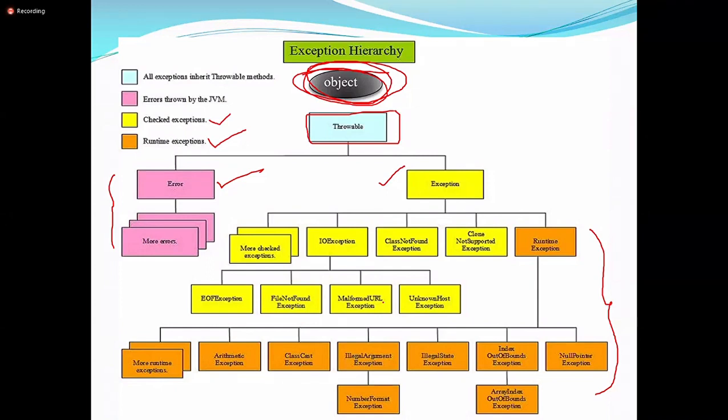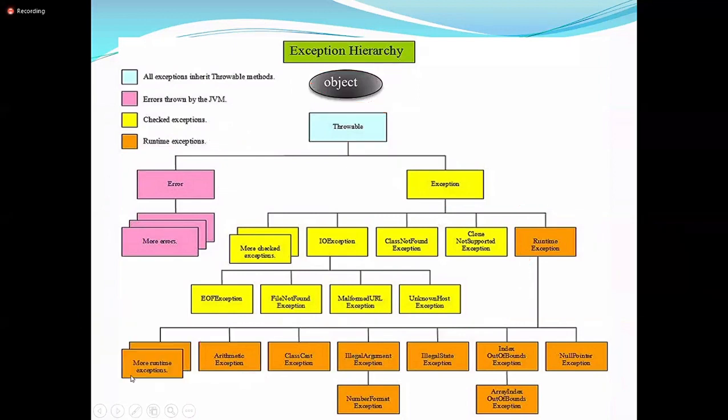Now my question is, please check correctly and tell me, what is the parent exception for ArithmeticException? Exactly. The parent exception for ArithmeticException is RuntimeException. What is the parent class for RuntimeException? The parent class for RuntimeException is Exception. What is the parent class for Exception? Throwable. What is the parent class for Throwable? Object class. Guys, did you understand the flow here? Please remember this flow.